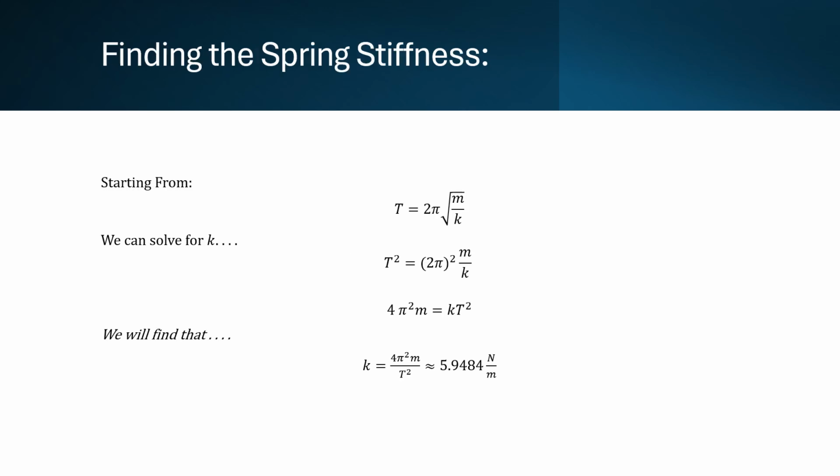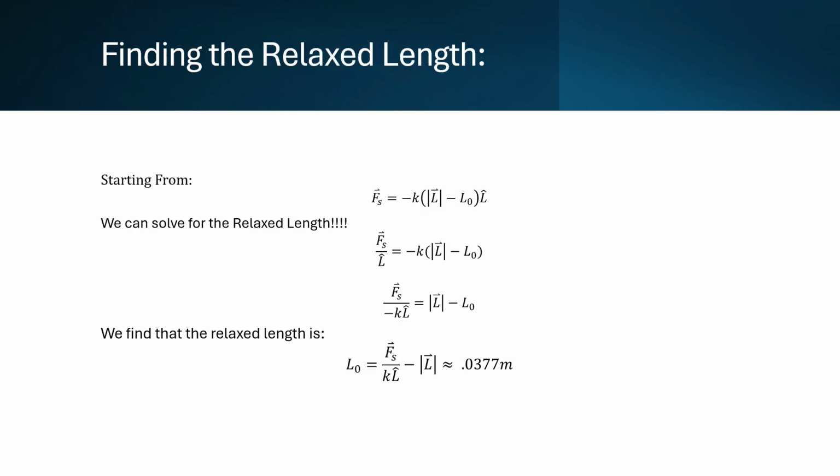Finding the spring stiffness can be a bit tedious, but it's okay. We're able to find it. We're able to first find that T is equal to 2 pi square root of m over k. We can solve for k by rearranging the equation, and we were able to find that k is equal to 5.9484 newtons per meter. Finding the relaxed length of the spring was a similar process to finding the stiffness. We were able to find that L naught is equal to 0.0377 meters by rearranging the vector spring force equation.